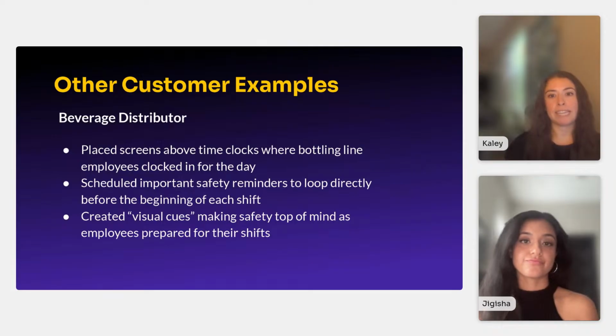Another example that we've seen is with one of our beverage distributor customers. They positioned screens around their time clocks and other areas employees tended to convene before the start of their shift. Not only are these screens highly visible to their employees, but they're intentionally scheduling safety reminders and information when employees are punching in for their shifts. Having that type of content in that area has helped create visual cues for their employees to keep safety top of mind as they start their shifts.